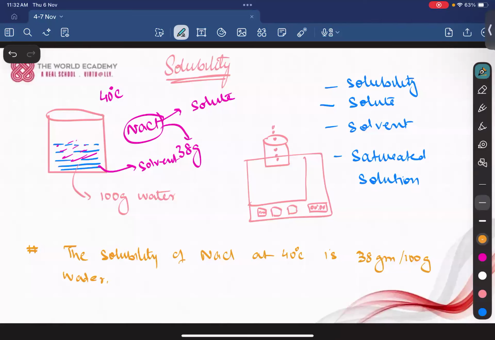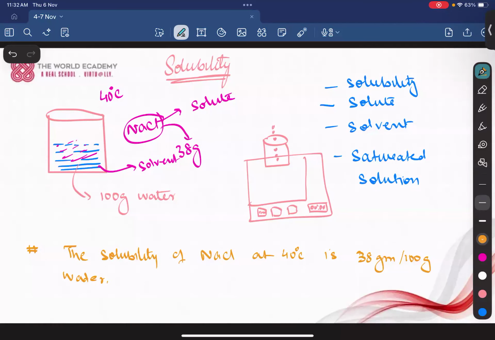Does it mean that at 40 degrees Celsius for every 100 grams of water, I can only dissolve a maximum of 38 grams of NaCl before the solution becomes saturated? My God, this is perfect. Amazing. Very nice. You have done a good job. May I know your name? Takia. Okay. Amazing. Very good.